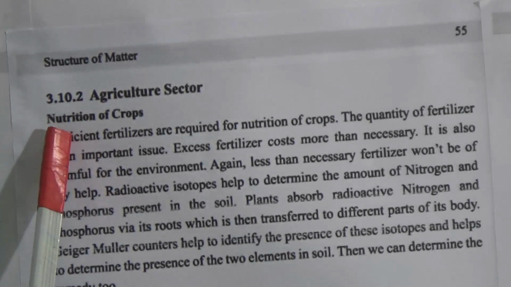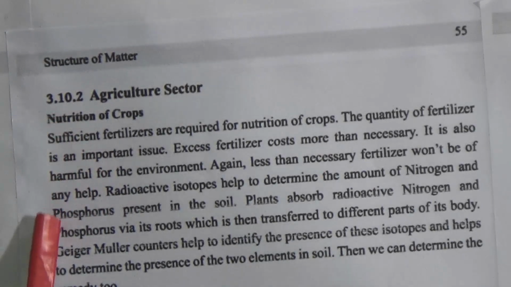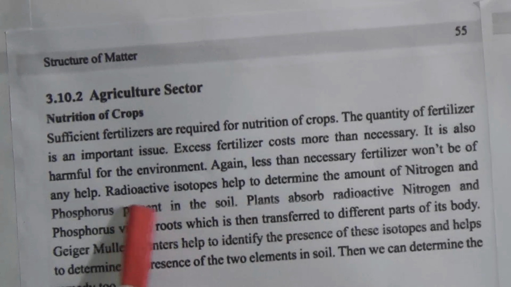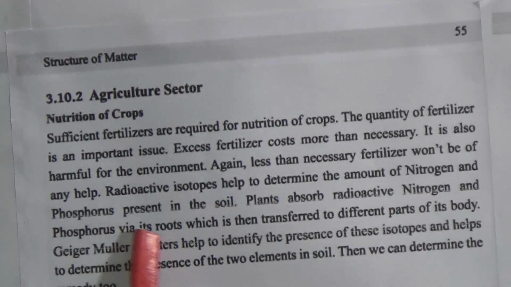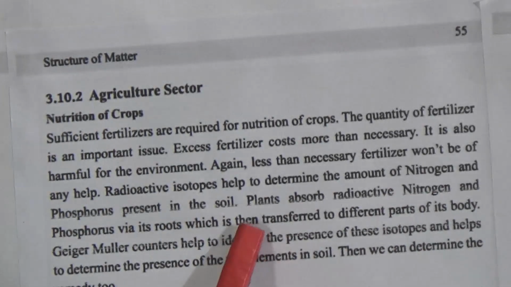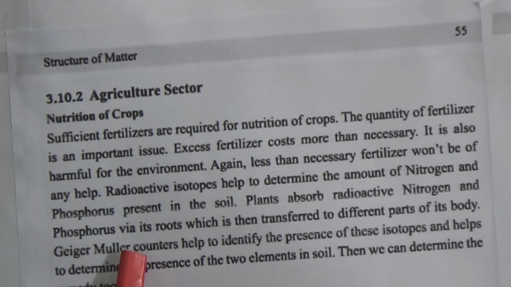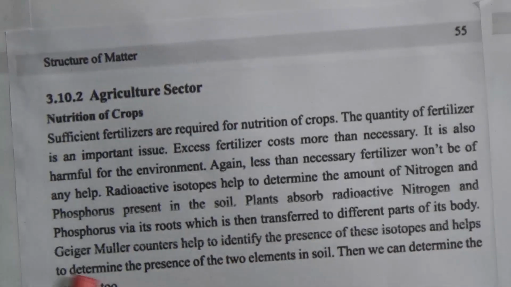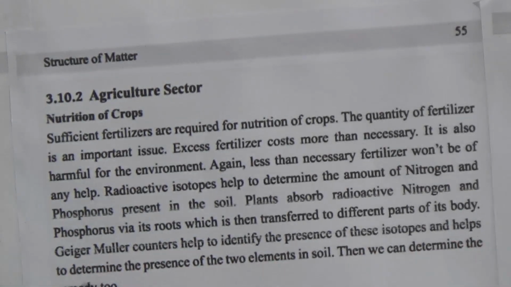Now come to the agriculture sector. In agriculture, radioactive nitrogen and phosphorus isotopes are used to find out how much nitrogen and phosphorus is present in the soil. Plants absorb radioactive nitrogen and phosphorus via their roots, which is then transferred to different parts of the plant. Geiger-Müller counters help to identify the presence of these isotopes and determine the presence of the two elements in the soil, so that we can determine the remedy.